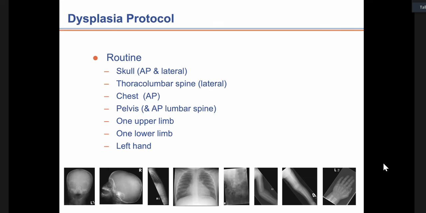One upper limb, one lower limb, and left hand. It doesn't matter which upper limb, it doesn't matter which lower limb, and frankly, it doesn't really matter if it's the left hand or the right hand, because to have advanced or delayed bone age, you need to be outside plus or minus 2 standard deviations. And in most individuals, the left and right hands will be more or less similar.